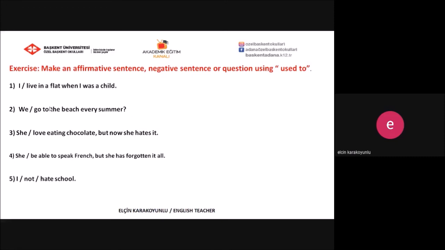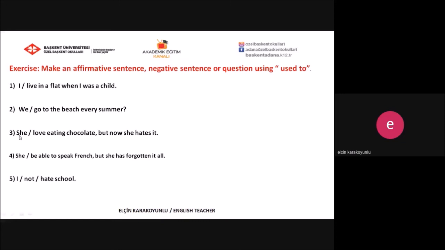Let's go on with the other part. Make an affirmative sentence, negative sentence, or question form using used to. Yes, you are going to make an affirmative sentence or negative sentence or question form of used to. I live in a flat when I was a child. When we check the first sentence, it seems to be an affirmative sentence. And the second one, we go to the beach every summer. So there's a question mark at the end of the sentence. So it means that you have to make a question sentence in the second one.